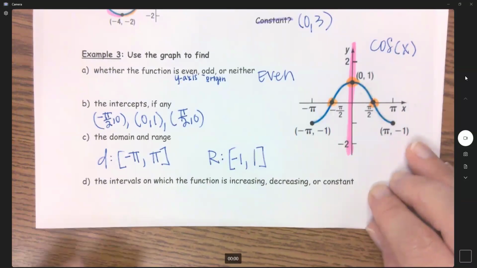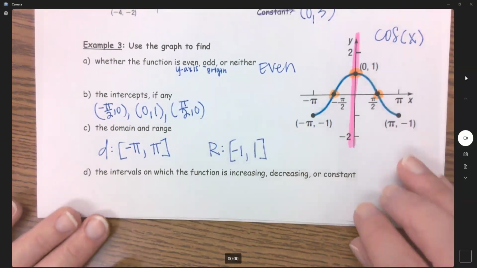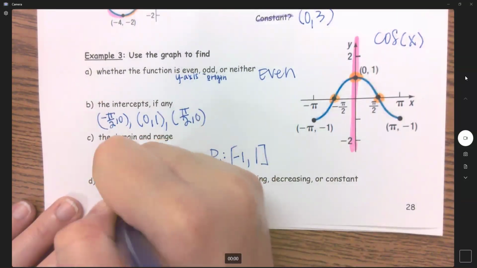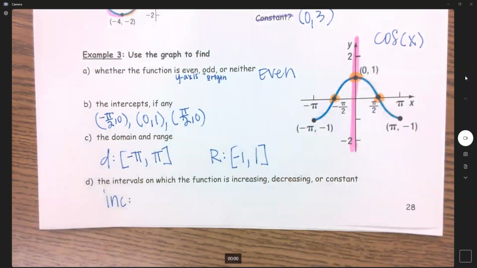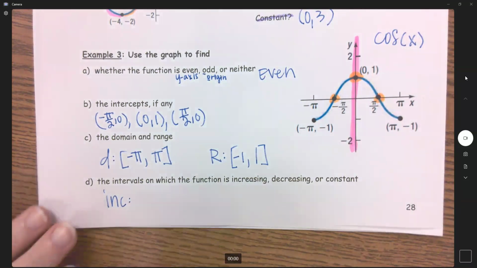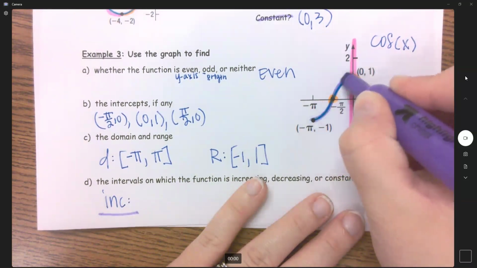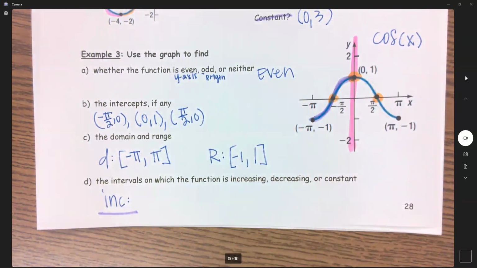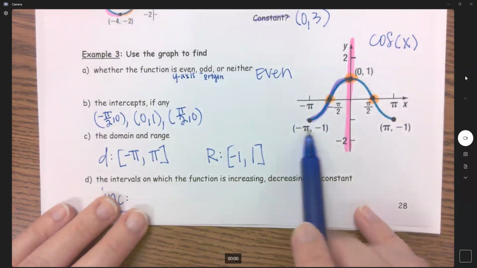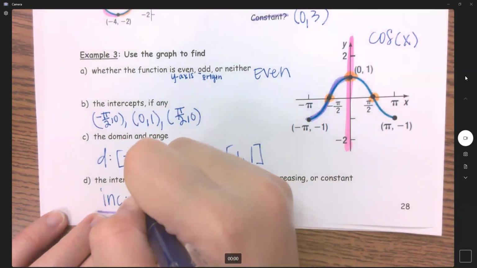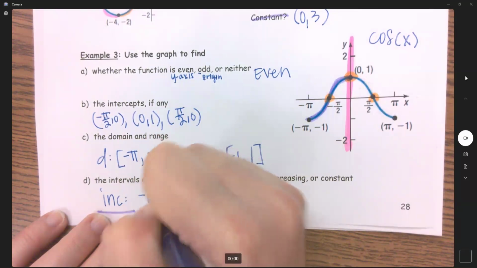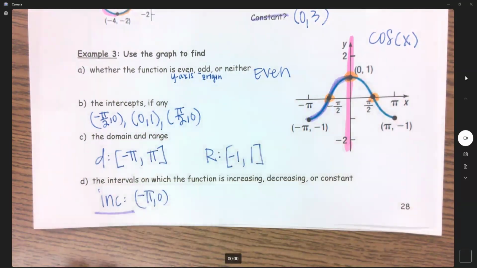So now intervals on which the function is increasing, decreasing, or constant. So first, increasing. Where is this increasing at? And it is increasing right here. Here's where my y values are getting bigger. Because my y values are getting bigger, what are the x values that go with that? That is from negative pi to 0. And that's going to get parentheses.